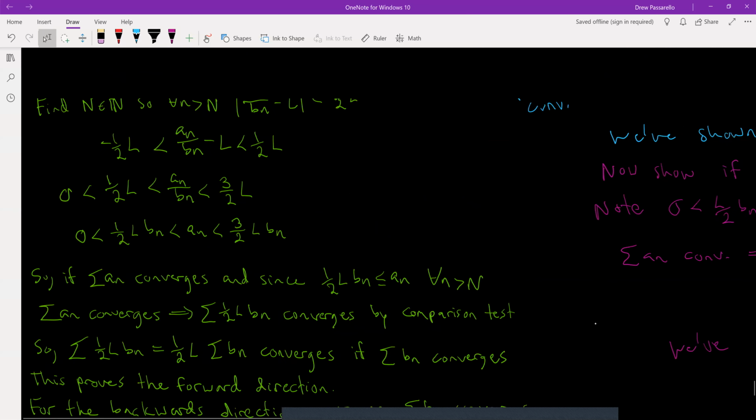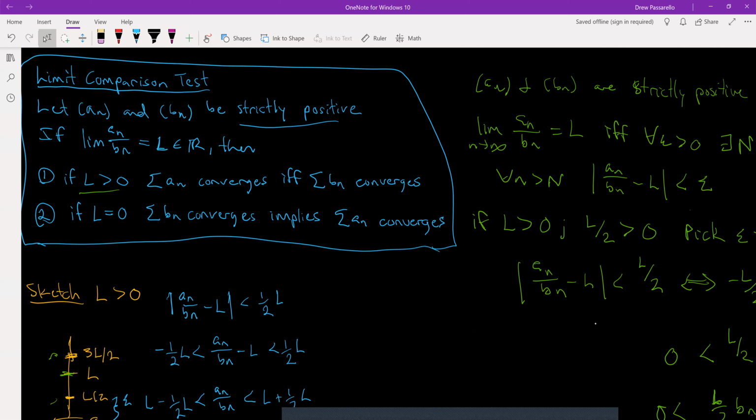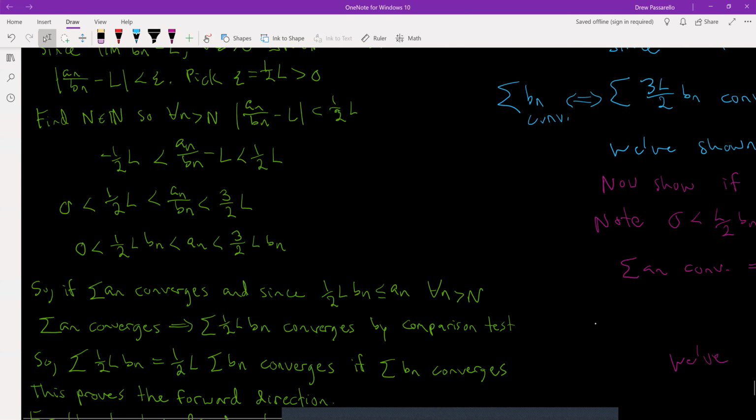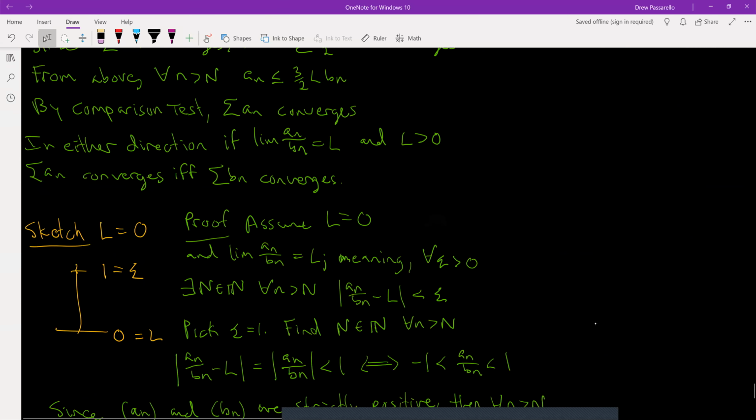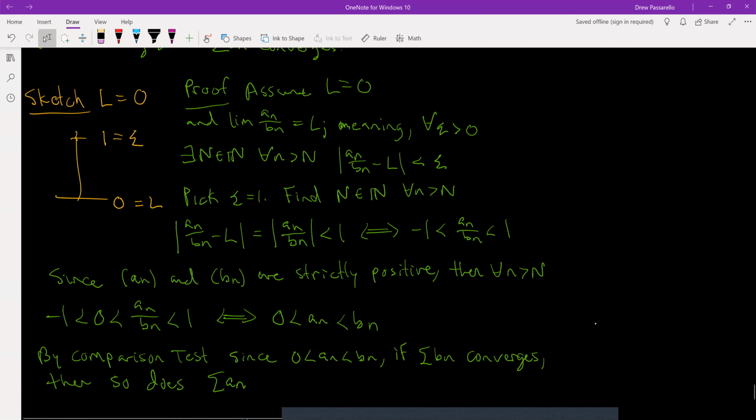All right, so that's the proof where L is greater than 0. Now, if L is equal to 0, then we need to prove that the convergence of the series of Bn implies the convergence of the series An. So if L is 0, I'm just going to pick epsilon to be 1. All right, so here's the proof for the case when L is 0.